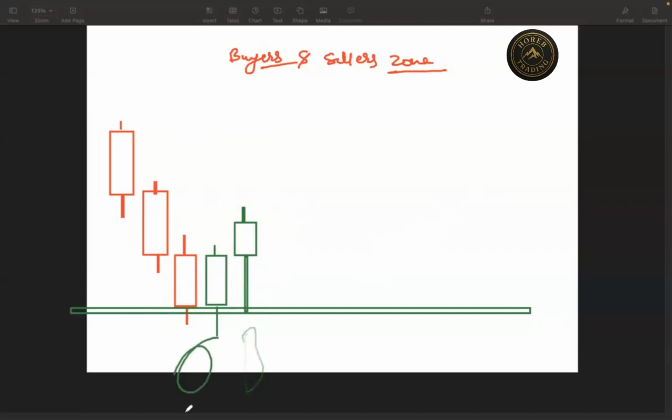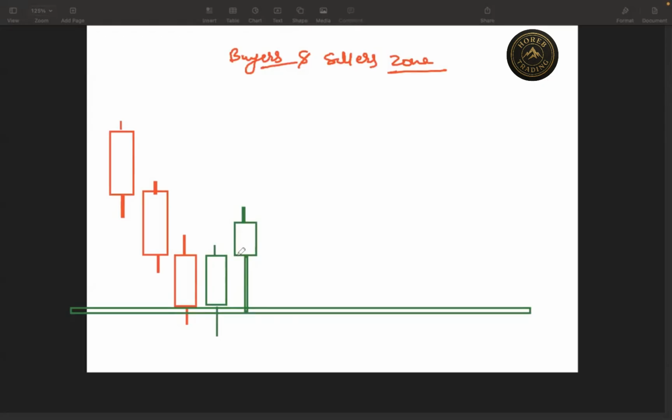So it's very important to have an increase of volume with buyers, whether in the first candle or in the second candle. It's very important to have it, so that you can trust that area. Okay, you can trust that area.